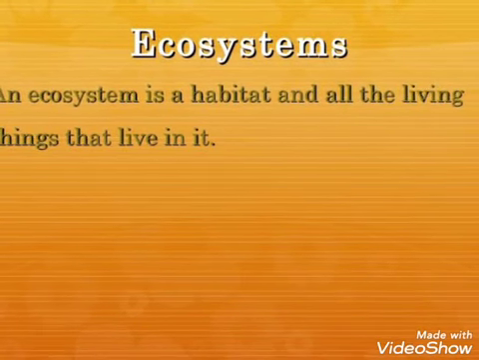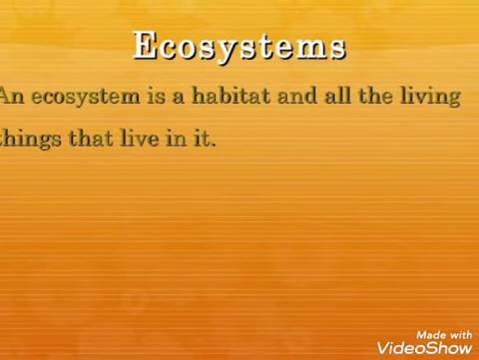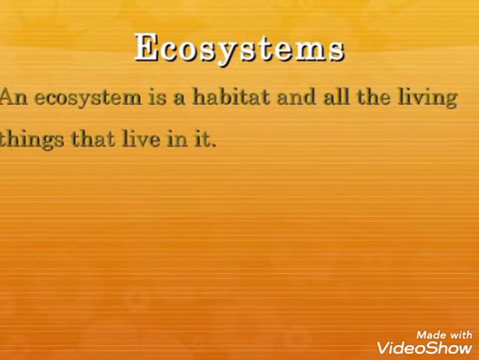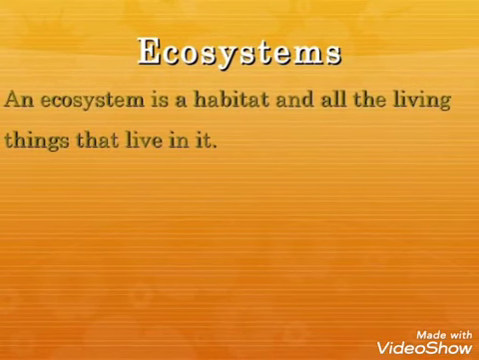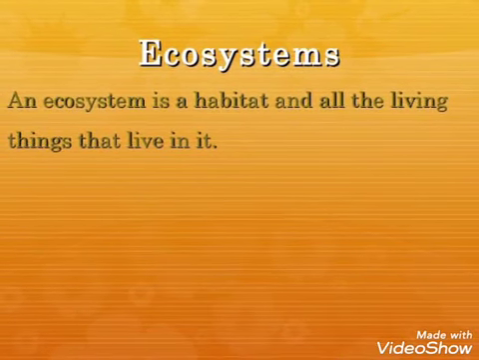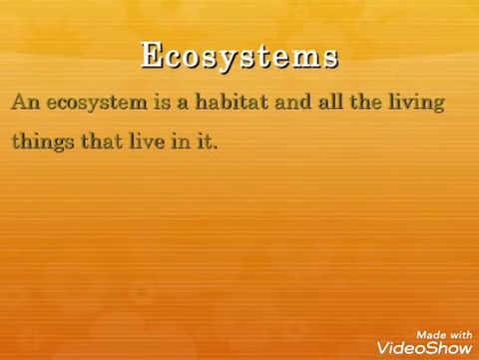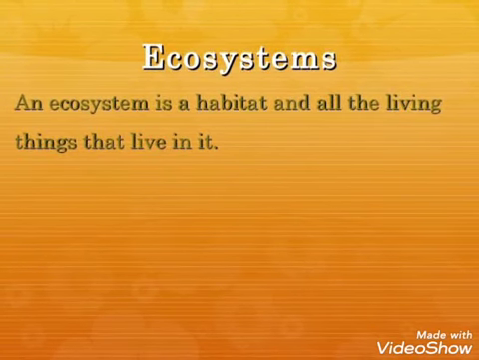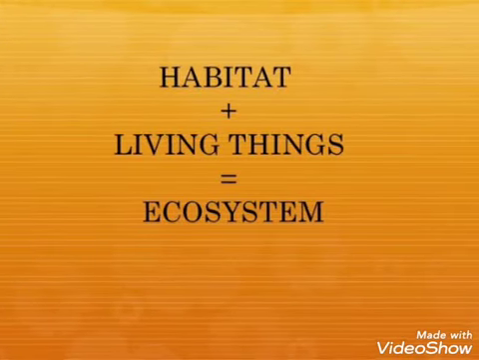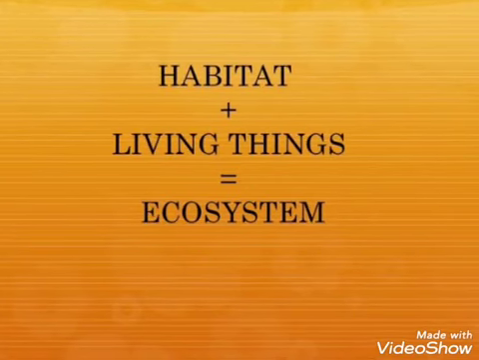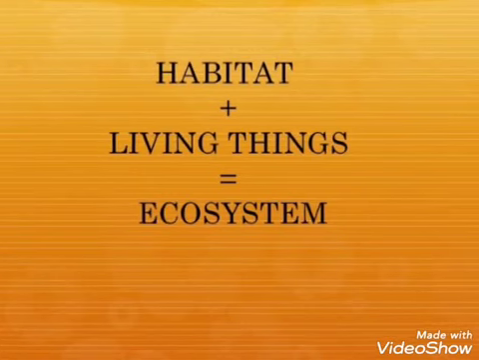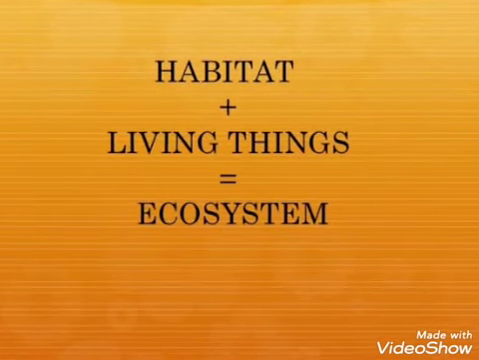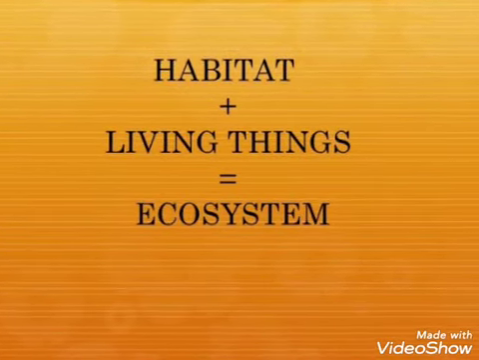So how can we define an ecosystem? An ecosystem is a habitat along with all the living things that live in it. It means all the living organisms along with their habitat form the ecosystem. The habitat, the living things, and the places where they live, all these things combined form our ecosystem.